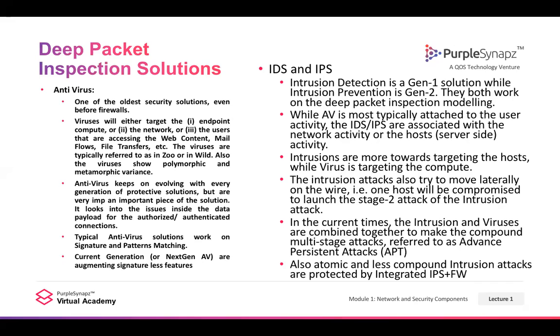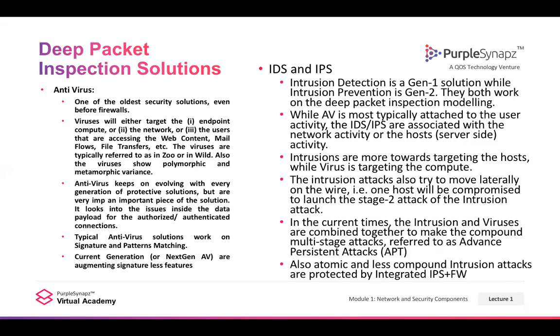Similarly, in the wild. Okay. So for example, let's say a dengue virus right now is in the zoo. It's not harming too much. But the COVID-19 virus is in the wild now. It's rampant. So similarly, in the computer, you see these kinds of viruses. Also, the viruses have polymorphic and metamorphic variants. Very important to know.